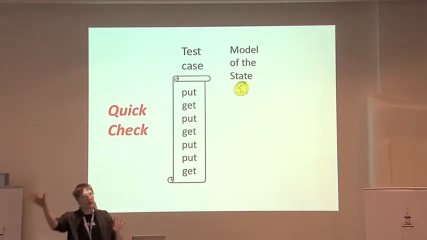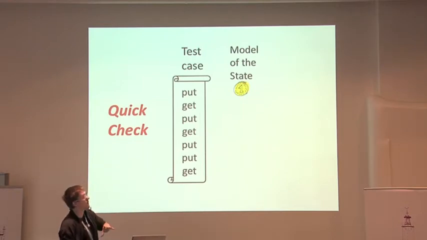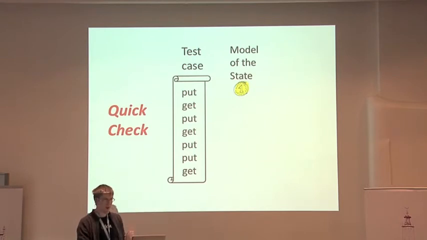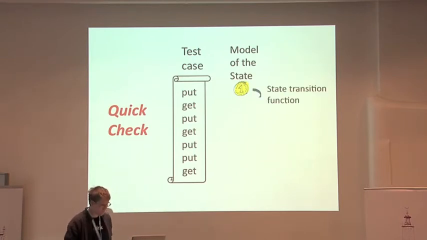And then we have a model of what we think Riak should be doing. In this case, the model is just a single value, the value that was last put into the database. And then QuickCheck runs this sequence.